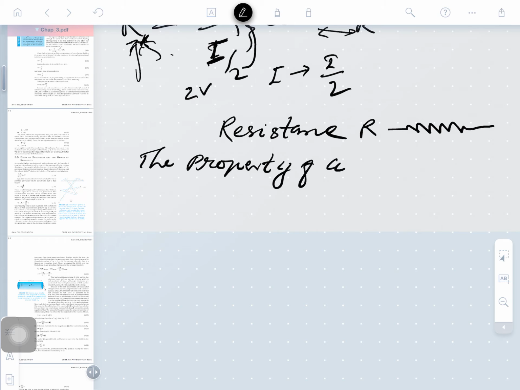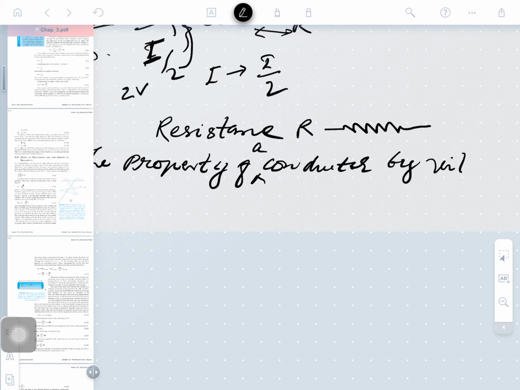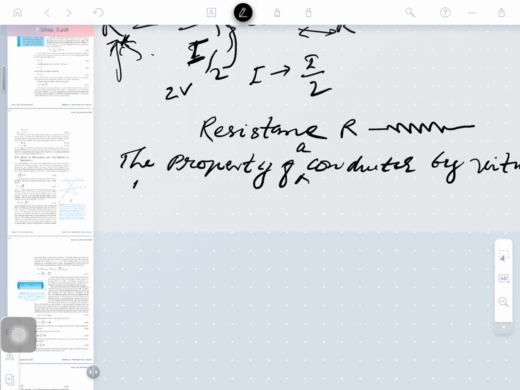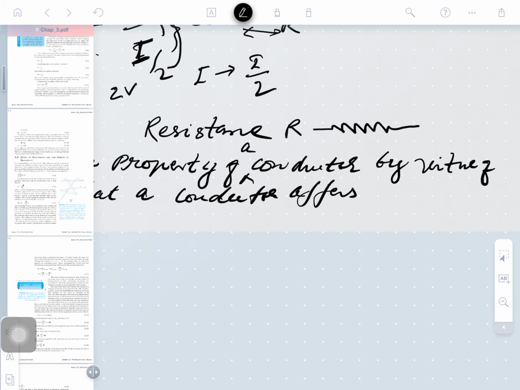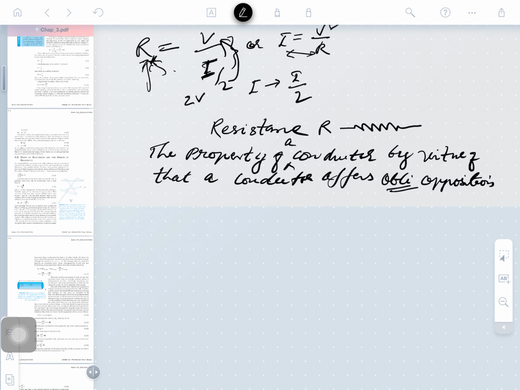The property of a conductor by virtue of which a conductor offers opposition to the flow of electric current. This is called the resistance.